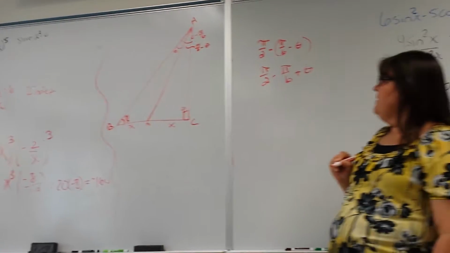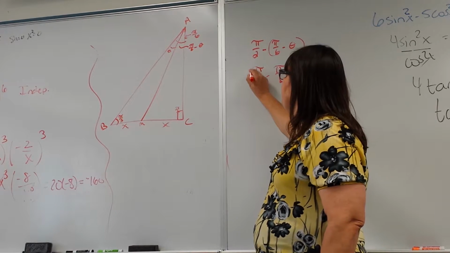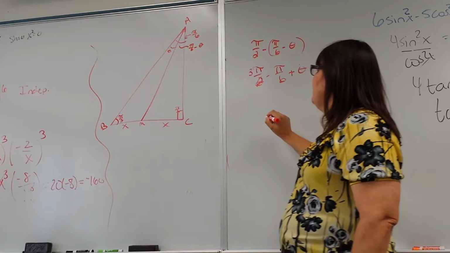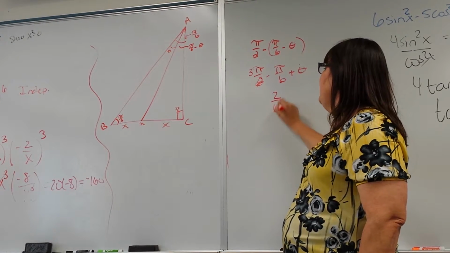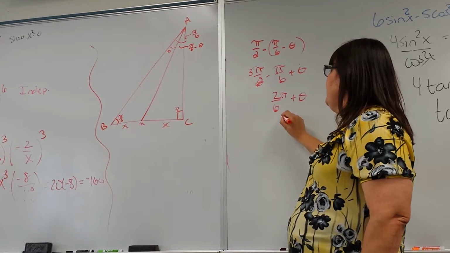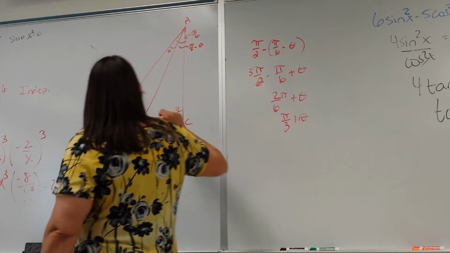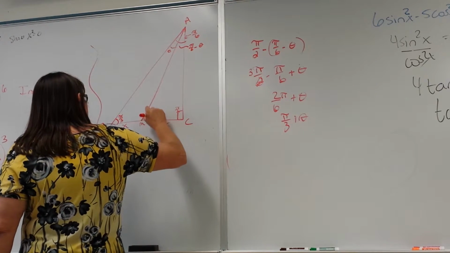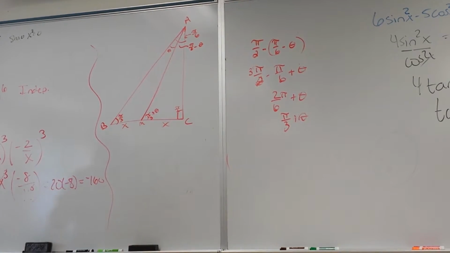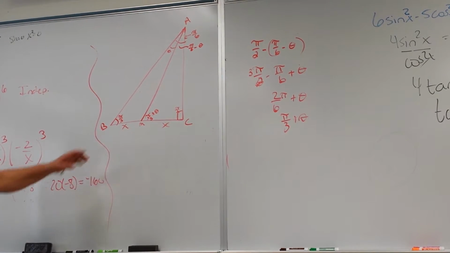So get a common denominator. 3 over 6 minus 1 over 6 is 2 over 6, pi plus theta, also known as pi over 3 plus theta. Check my work. Use sine, cosine, and tangent there. Correct. Okay. We're looking for AM.